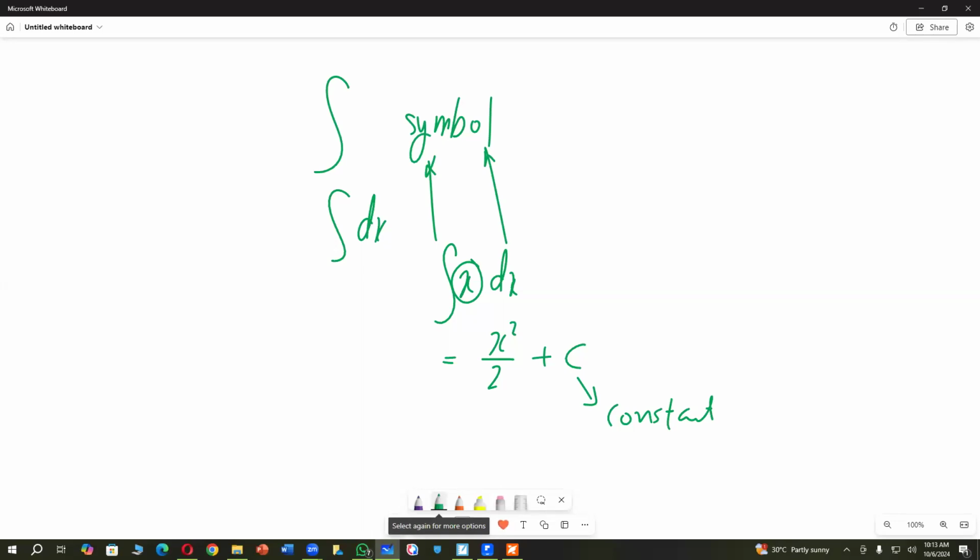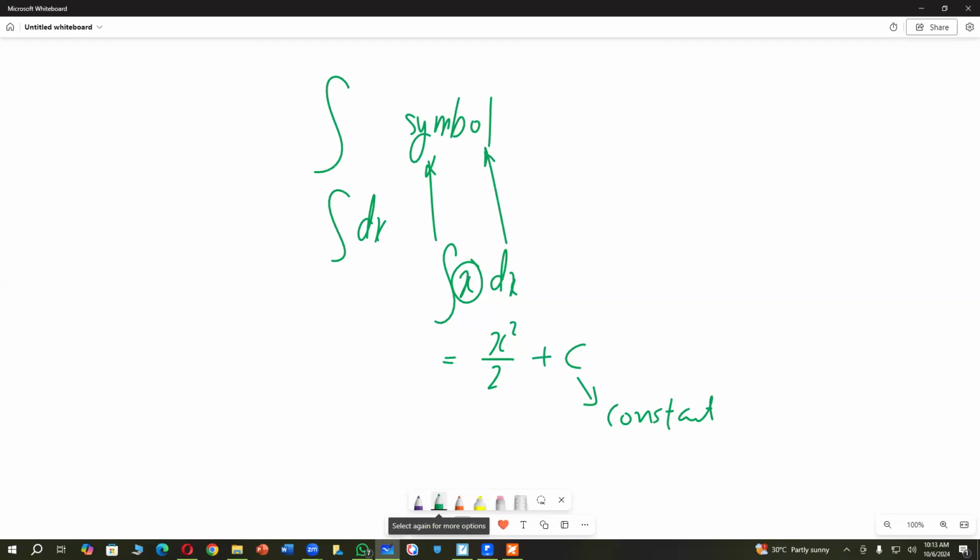Integration is the reverse of differentiation. So you will add the power and divide by the added power. Second, integration has two symbols, the curve symbol and the dx. They both will disappear once integration is done. Third important concept, integration has another important concept, that is C. C stands for a constant.